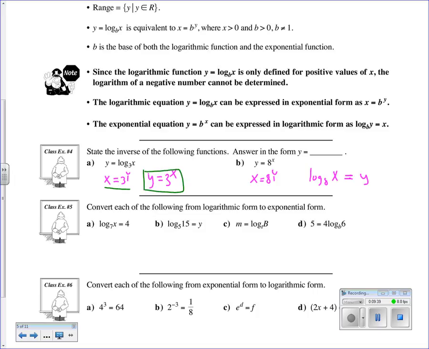The next one, I had to find the inverse first. So the inverse is x equals 8 to the y, and then I have to answer in the form of, well, what is y? I need my log function for that. Take log base 8 of both sides. That's going to drop my y down. So log base 8 of x is equal to y.